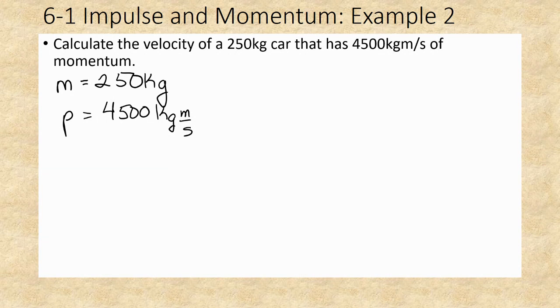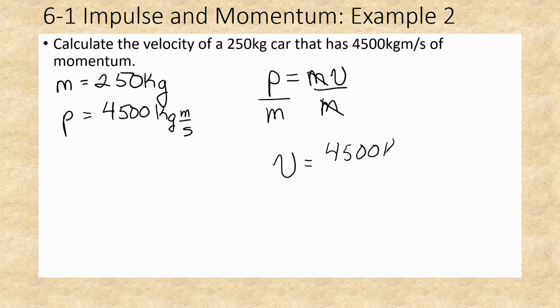Now notice here, momentum is mass times velocity. We have to get the velocity here. So we're going to divide, not by the velocity, we're going to divide both sides by the mass. And this gives us velocity on its own.